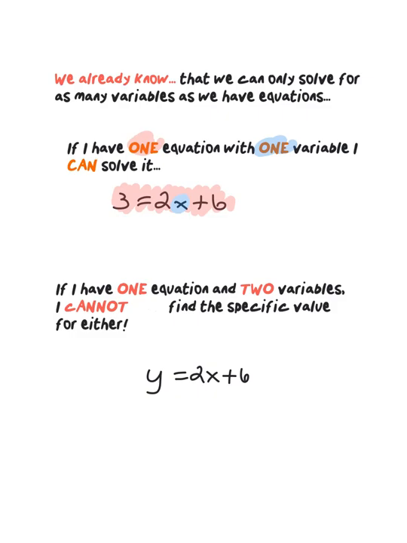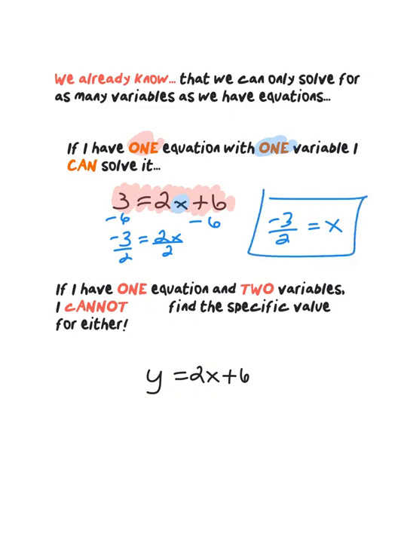If I wanted to get x alone, I'd subtract 6 first, so I get negative 3 is equal to 2x. Then x is multiplied by 2, so I'd undo that by dividing. I get the value negative 3 halves is equal to x. Again, the number of equations matched the number of variables, 1 and 1, so I was able to find the specific value of x.